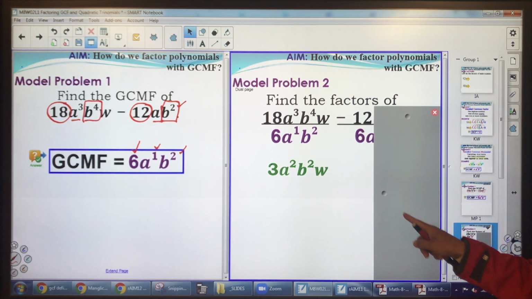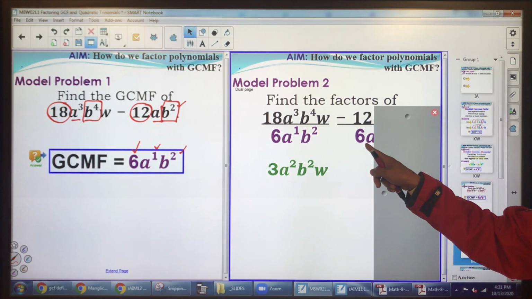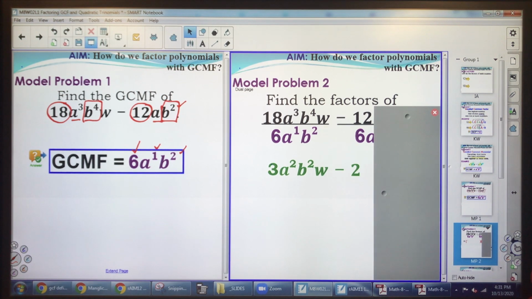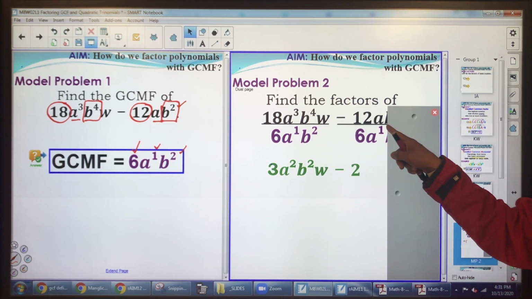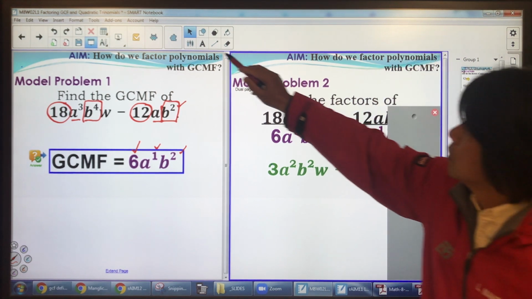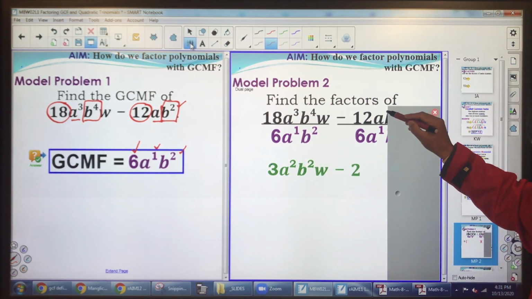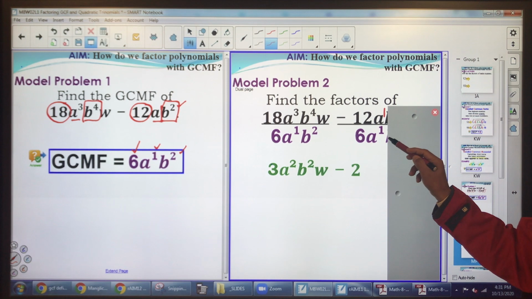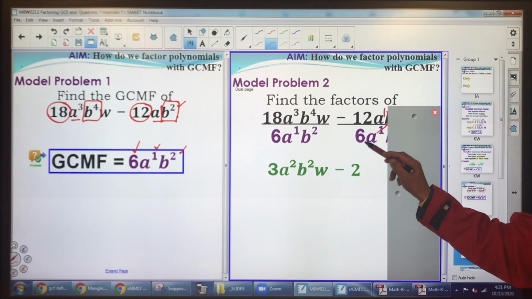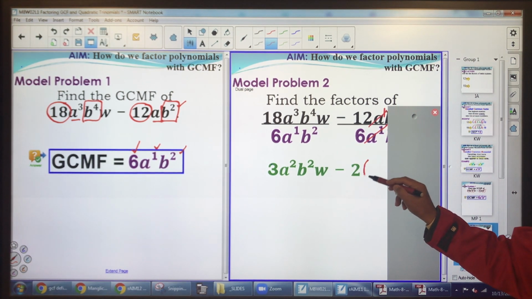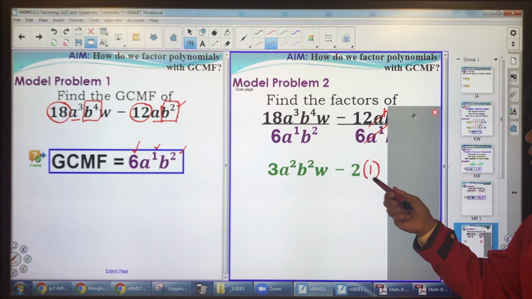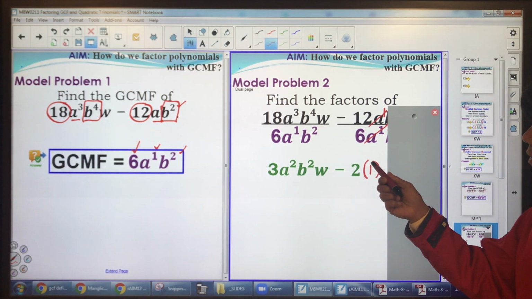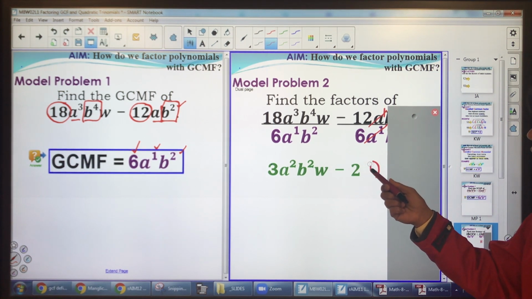How about this one? Negative 12 divided by 6. It's negative 2. How about A to the first? Again, we know that this is A to the first, divided by A to the first. They divide out. It's equivalent to 1. If you want, you can multiply this by 1, but what is negative 2 times 1? It's the same thing, so you don't have to write this down.